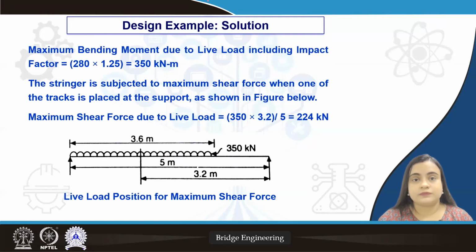Now, the maximum bending moment due to live load, including the impact factor of 1.25, can be obtained as 280 times 1.25, that is equal to 350 kilonewton meter.